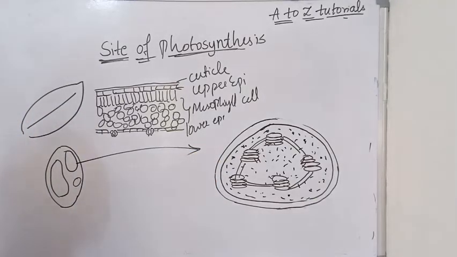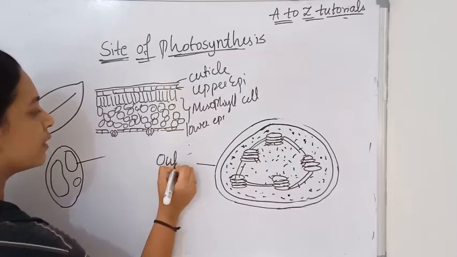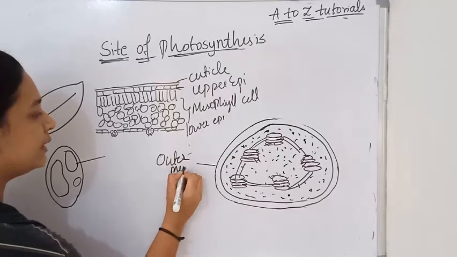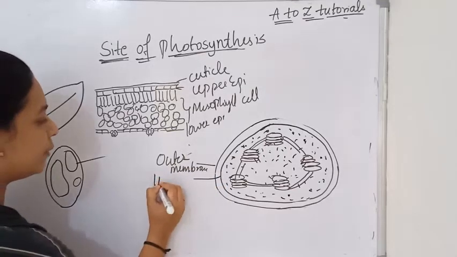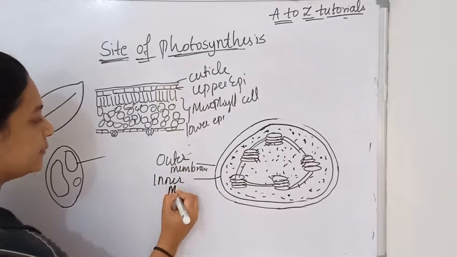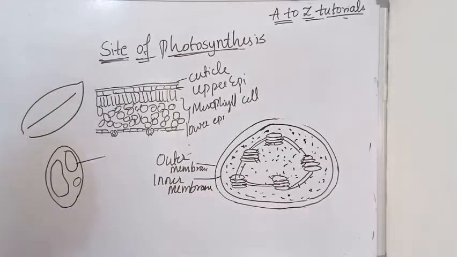This chloroplast is a double membraned structure. It is having the double membrane. This one is our outer membrane, and this is our inner membrane. Okay, as it is having two membranes, one the outer and the other the inner, it is called as what? The double membrane organelle.